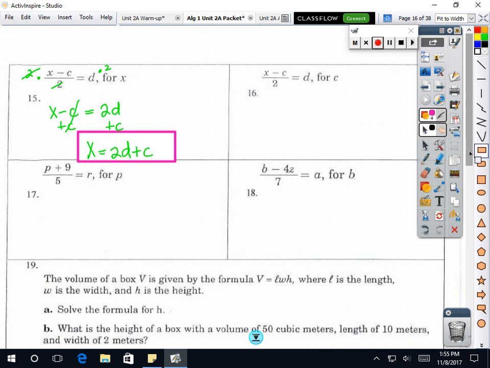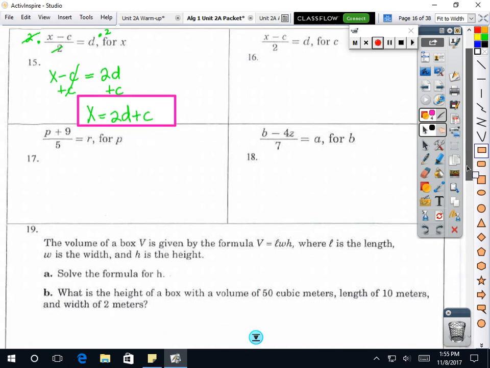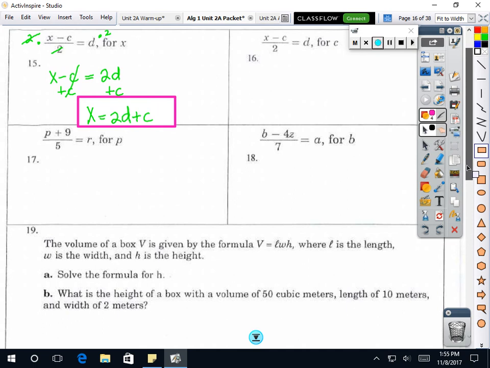All right, number 17. I didn't need to, because x is by itself now.